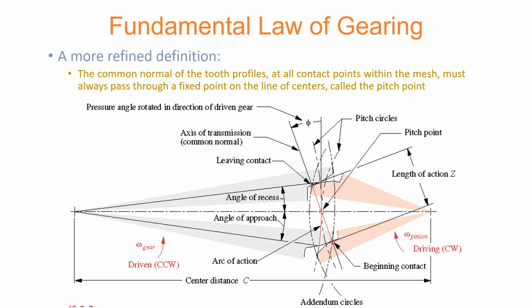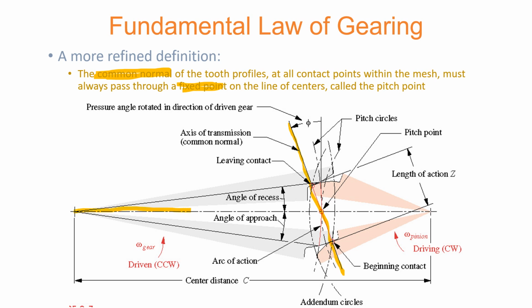Now, we can once again reiterate the fundamental law of gearing, but now we're going to use a more refined definition of it. It says that the common normal of the tooth profiles, which is going to be this line, the common normal of the tooth profiles at all the contact points within the mesh must always pass through a fixed point on the line of centers.